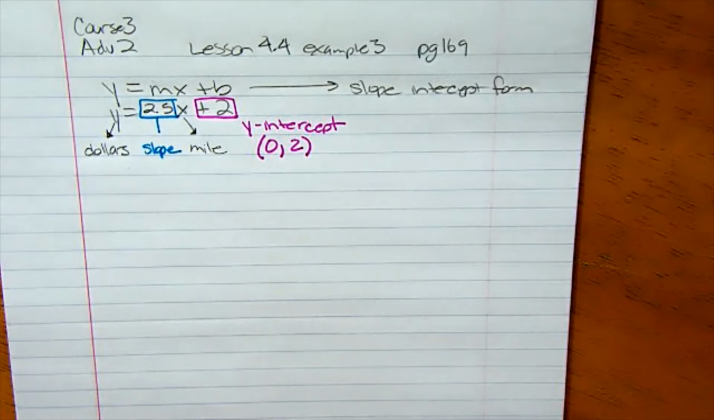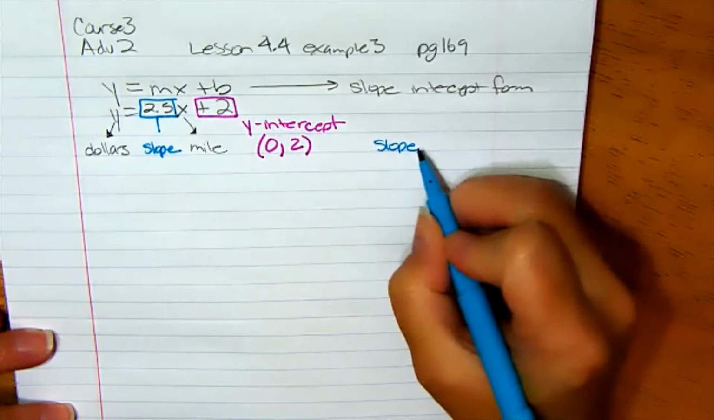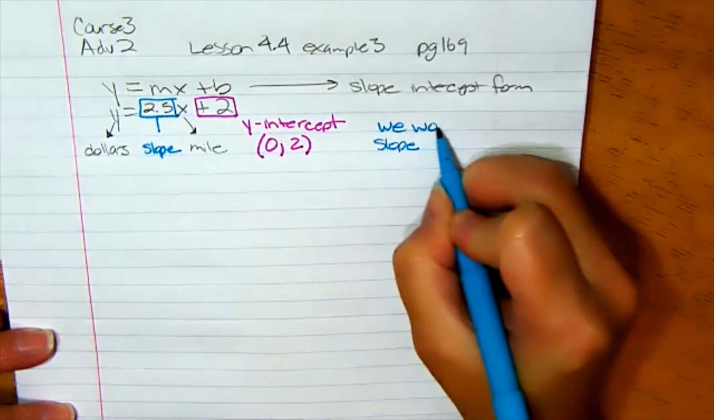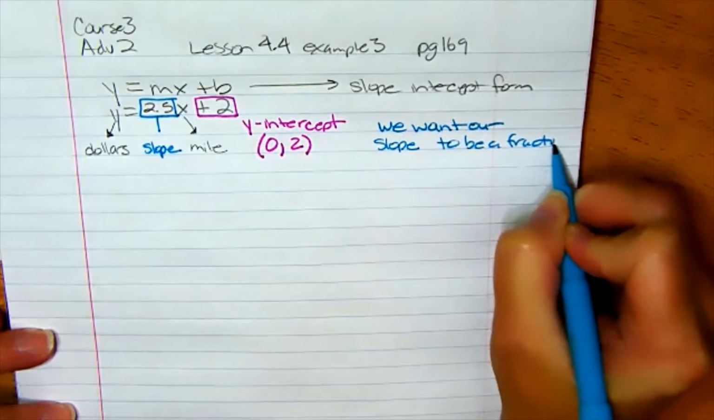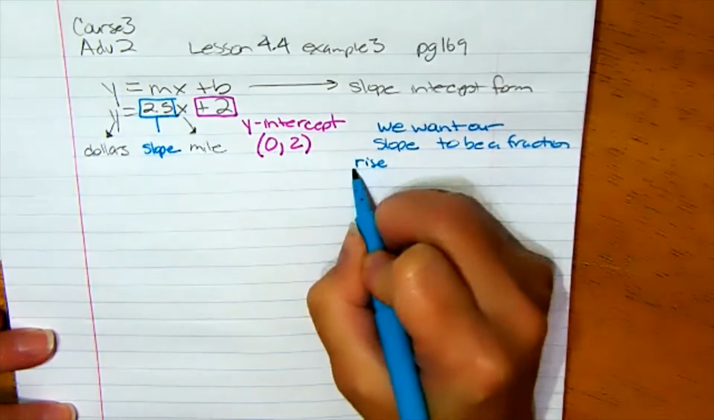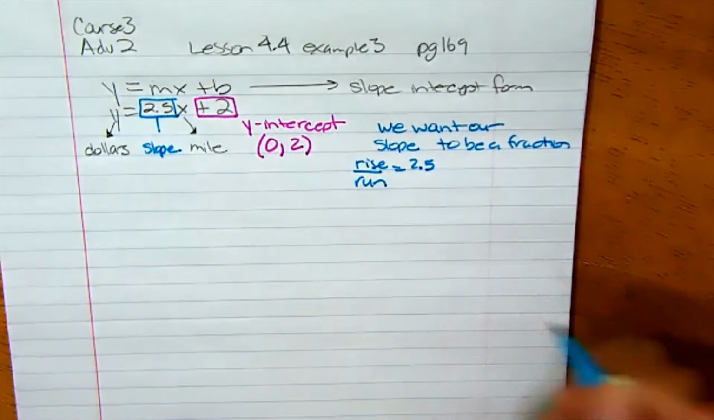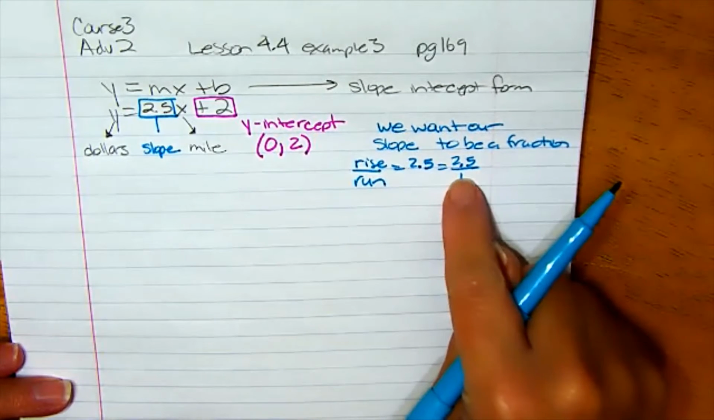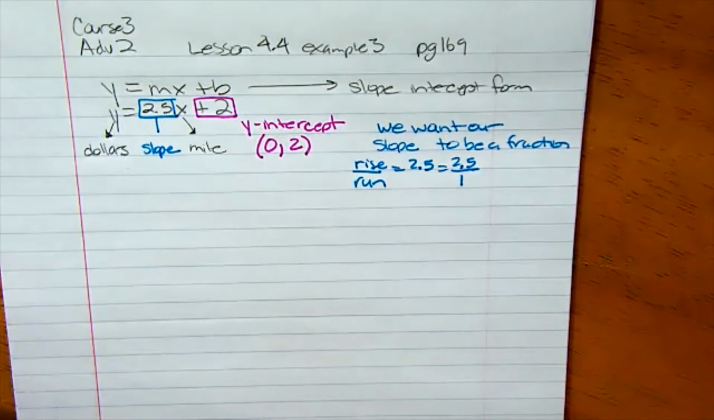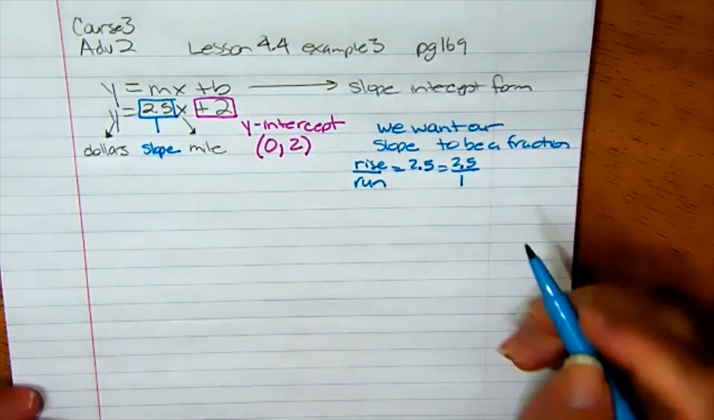Okay, so there's one other thing. We want our slope to be a fraction because we know slope is rise over run. And they've given us 2.5. So we have two choices. We can say 2.5 over 1, in which case we're going to be dealing with in-between tick marks on the coordinate grid.